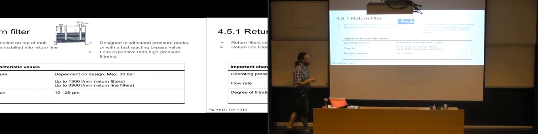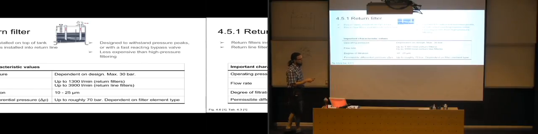And the degree of filtration is usually 10 to 25 micrometers. So that's within the range of the mobile hydraulics of a truck or an excavator. And you have a permissible differential pressure up to roughly 70 bars, which is heavily dependent on what type of filter elements you have. That would be described more closely in the data sheet for the exact filter that you're looking at.